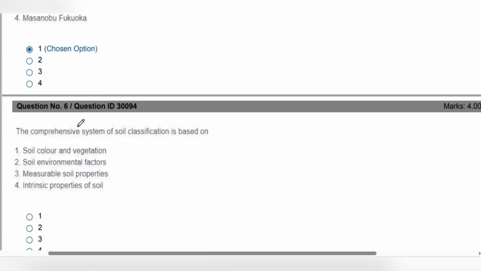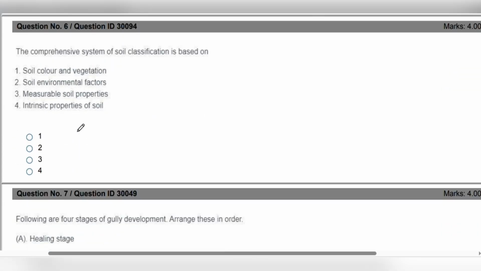So moving on, question number 6: the comprehensive system of soil classification is based on measurable soil properties. The previous classification systems, the old classification systems, were also known as the genetic system of soil classification, as you know, and those were measured by intrinsic properties of the soil. But nowadays the scientific soil taxonomic classification, the comprehensive system, is measured by measurable soil properties, how the soil is at a particular location.